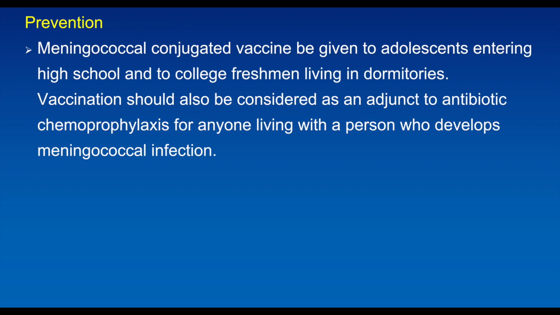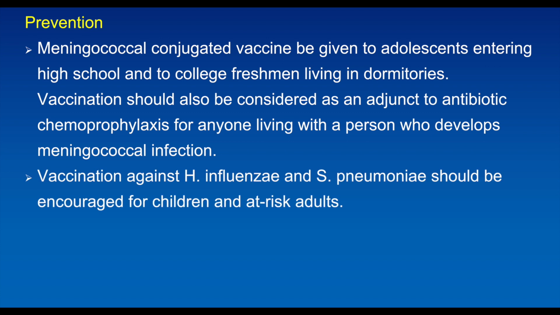Now let us see how to prevent the disease. Meningococcal conjugate vaccine should be given to adolescents entering high school and to college freshmen living in dormitories. Vaccination should also be considered as an adjunct to antibiotic chemoprophylaxis for anyone living with a person who develops meningococcal infection. Vaccination against Haemophilus influenzae and Streptococcus pneumoniae should be encouraged for children and at-risk adults.